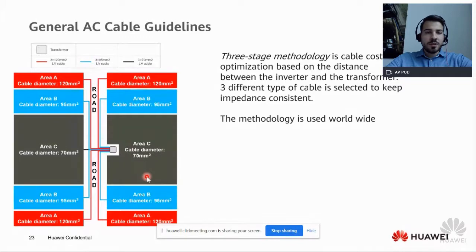So by keeping the voltage at the expected level, and the AC losses at the expected level, they can invest in this new solution of a three-stage area. This way, they can cut down the cable costs. So in case you are looking for some capex saving, this is one of the options to use.